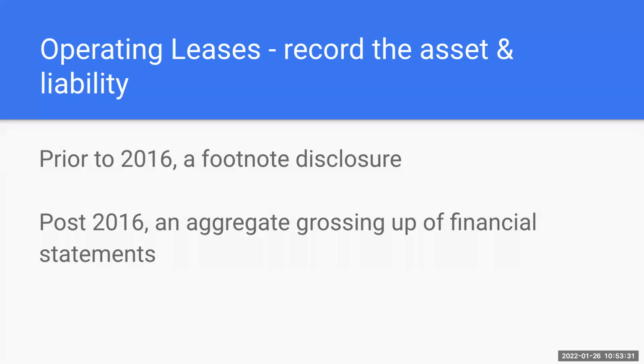However, in 2016, they decided to basically gross up all of, and I'll explain what that is momentarily, but they decided to require you, even if it's an operating lease, to record the asset and the related liability on the financial statements. There are a few exceptions to that, but this topic is just to make sure that you understand what this is about. So let's go ahead and take a look.